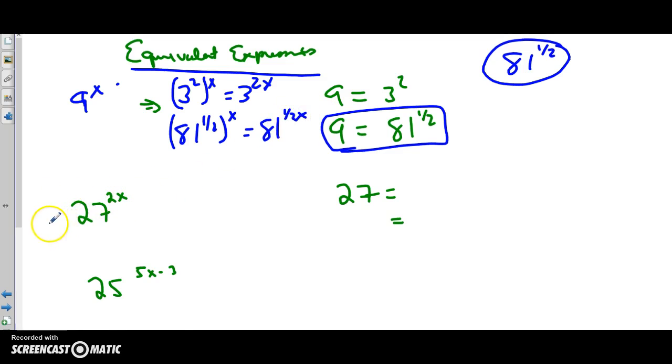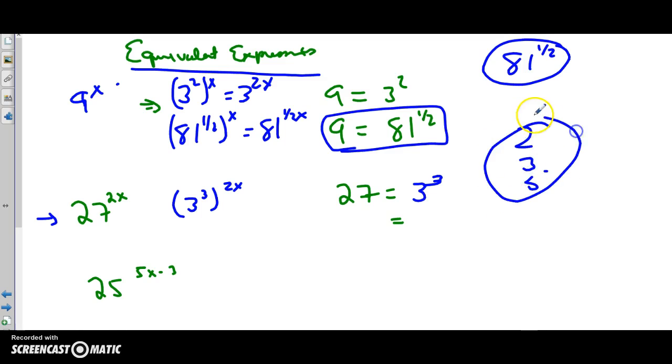If I go to 27, for example, 27 is 3 times 3 times 3, or 3 cubed. So 27 to the 2x is 3 cubed to the 2x. Now how did I know this? Well, it's just trial and error. You've got to get used to these numbers. 27 is 3 times 3 times 3. So we look at the powers of 2, the powers of 3, the powers of 5. Those are the ones we usually deal with.